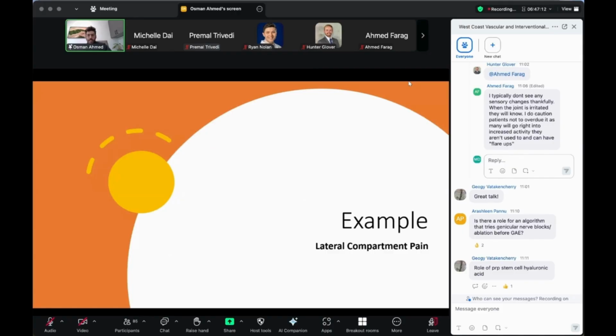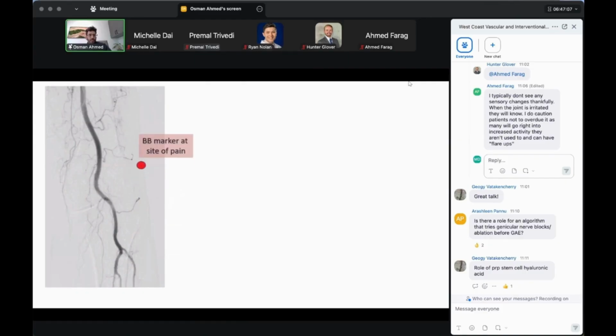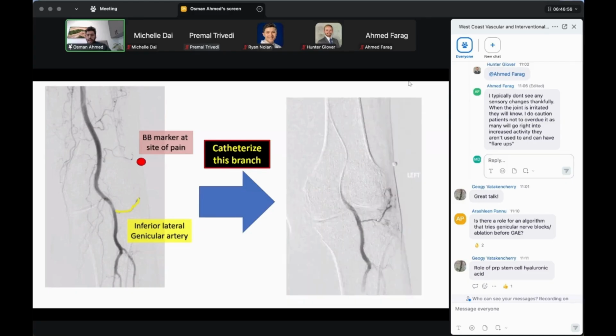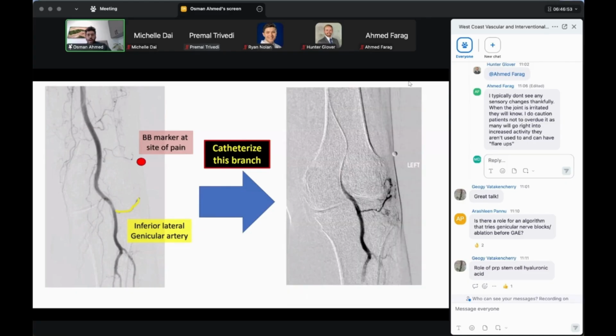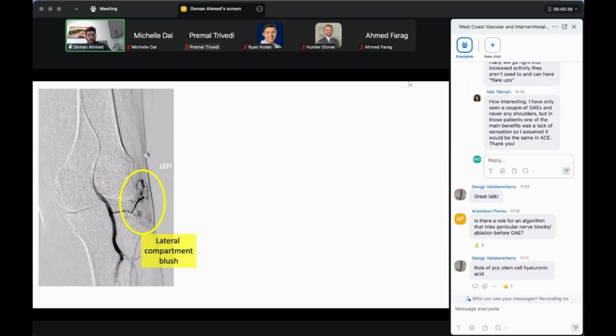Here's another example. This patient had lateral compartment pain, and this is the initial angiogram from the superficial femoral artery. And you can see here we've also placed a BB marker at the site of pain for the patient. So we're going to start here. Let's go into the inferior lateral genicular artery because now we're focused on the lateral compartment. We catheterize that branch. And this is a good example of why we need to catheterize the branch to really see that blush. You could see that on that initial angiogram, we didn't really see a great blush, but once we get into it, we really can appreciate more staining there. Again, this is pretty close to that BB marker. We're going to go ahead and embolize this.